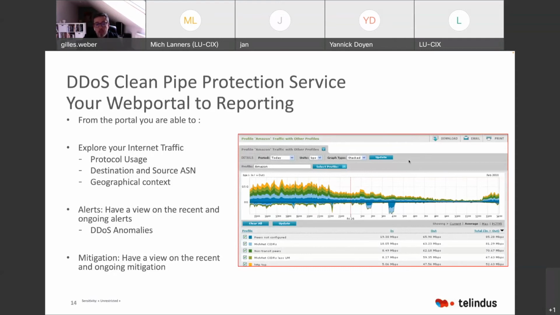When alerts are popping up, you see what type of alerts they are, so that we can commonly act upon it. And after mitigation, we will have reports to see exactly what happened and how the mitigation methods worked for that case.